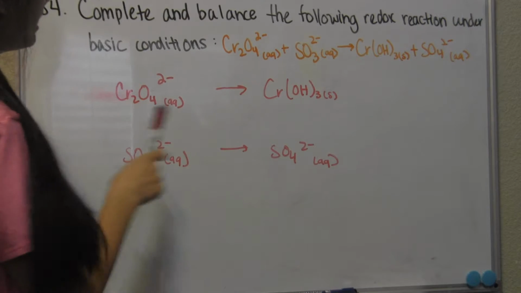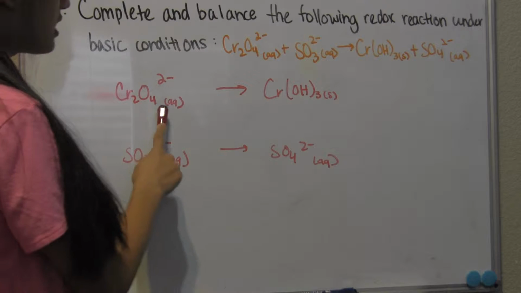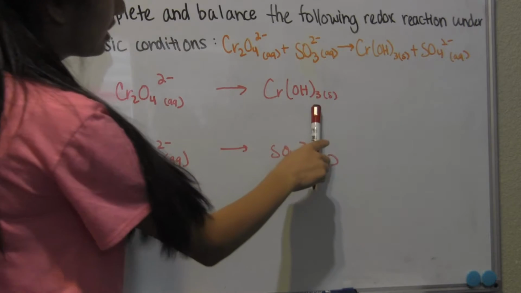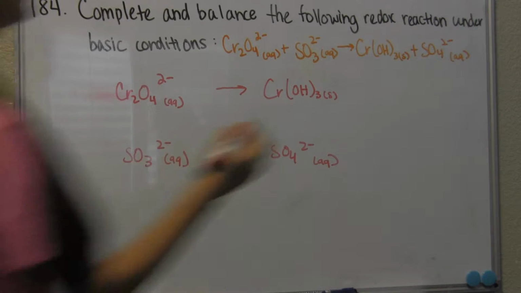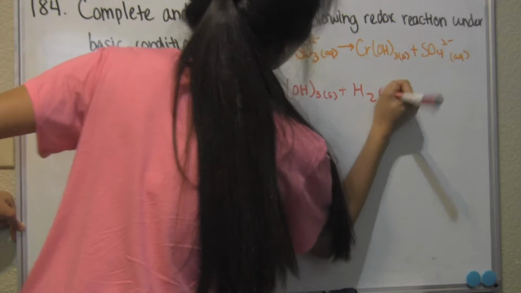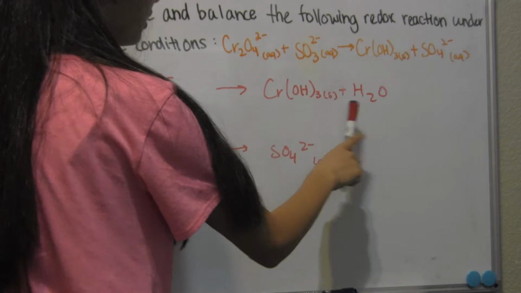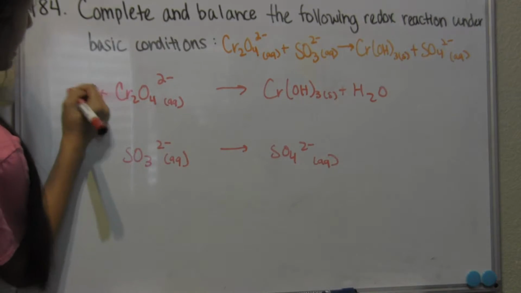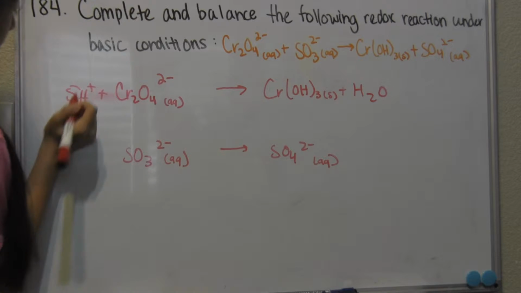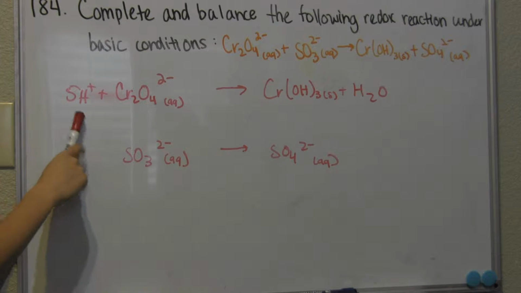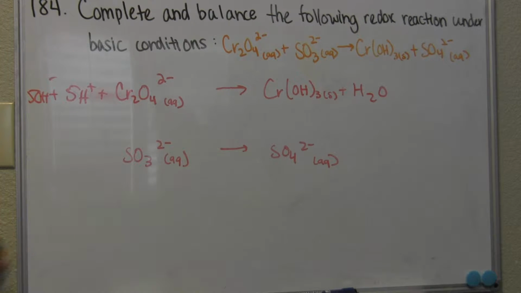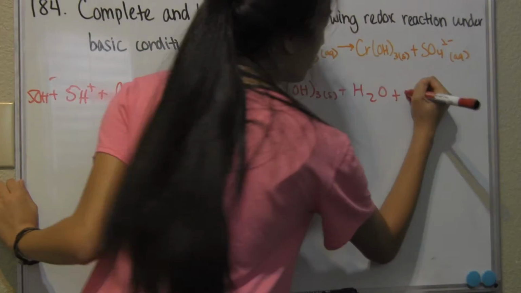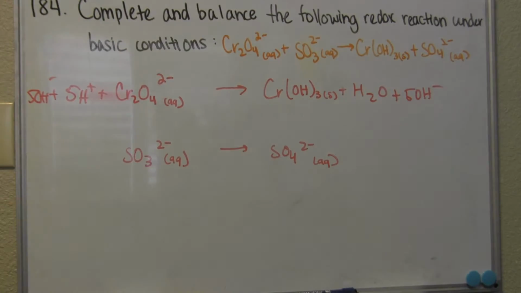So we find that there are 2 Cr and 4 O on this side, and on this side there are only 3. So what we can do is add an H2O to this side, and now we're going to have 4, and then you have 5 hydrogens that we can add to the left side, the reactant side. So add 5 H+, and every time you add H+, you need to add a hydroxide ion as well to both sides. So we're going to add a hydroxide here and a hydroxide on the right.